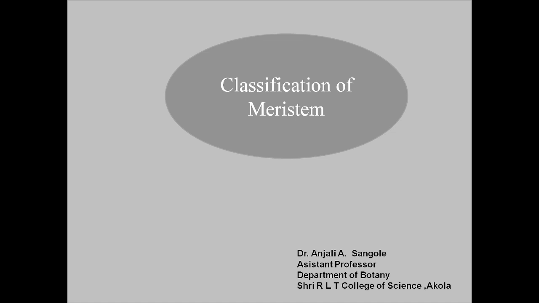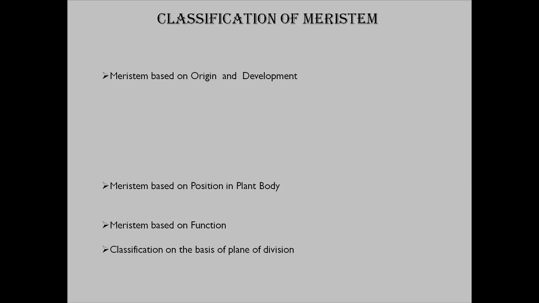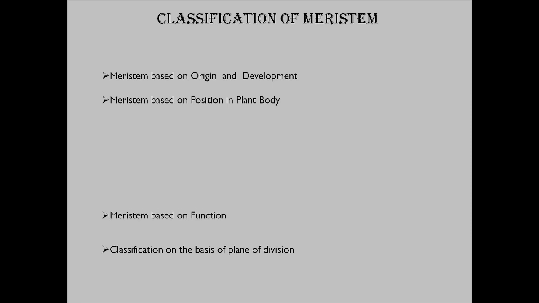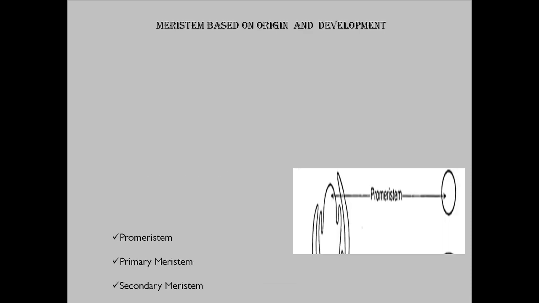As we know very well, the classification of meristematic tissue is based on various types. The first classification of meristem is based on origin and development, then on the basis of position in the plant body, meristem based on function, and last on the basis of plane of division.